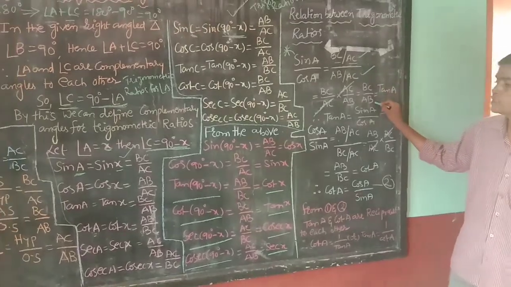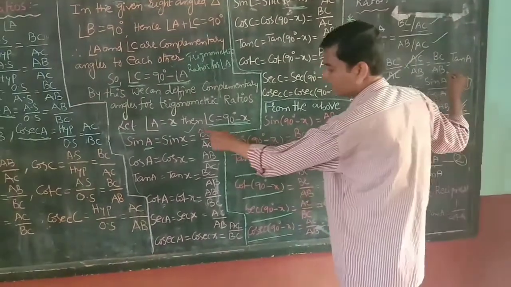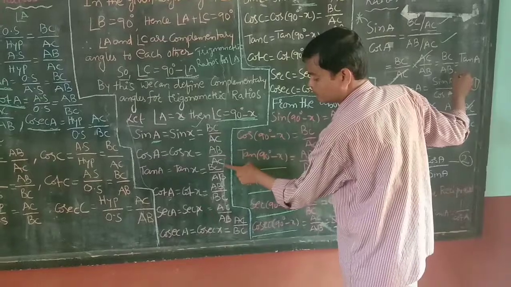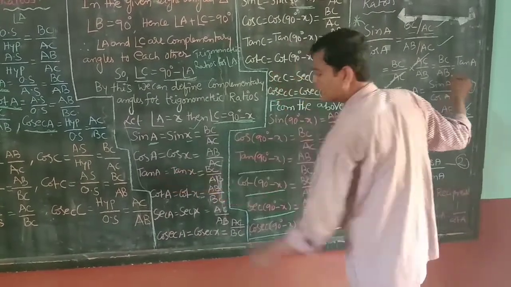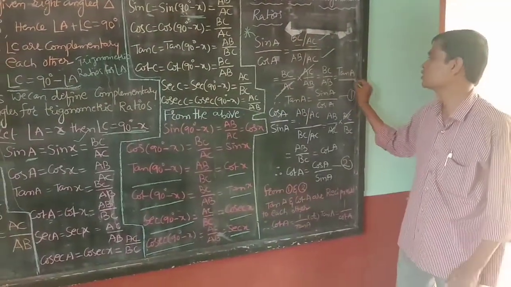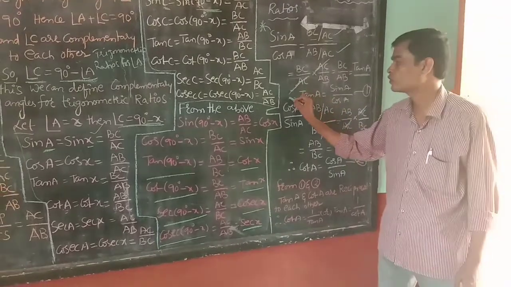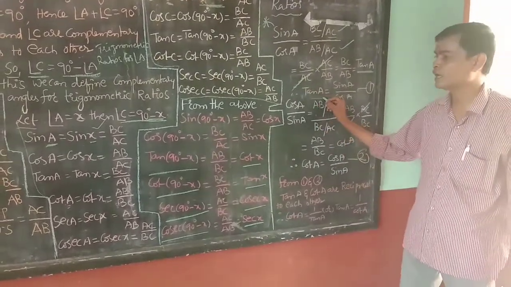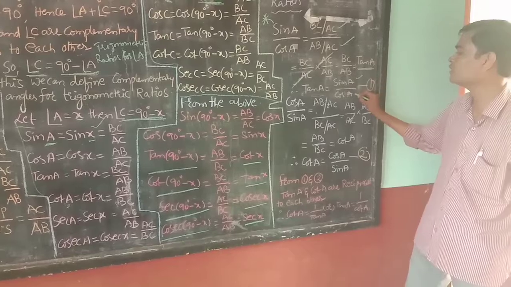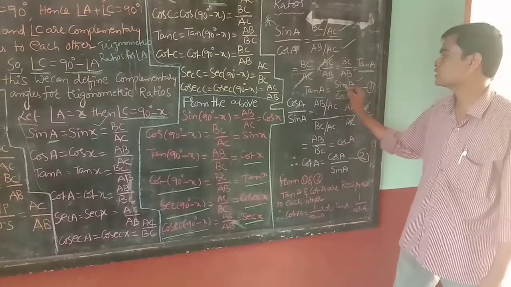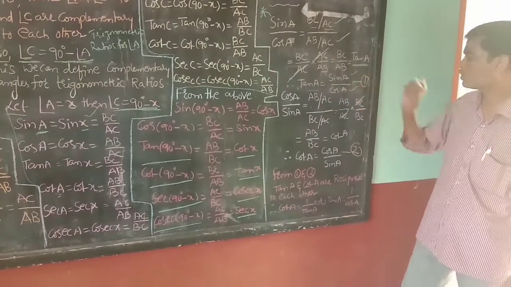This BC by AB is equal to what? You observe in these trigonometric ratios, BC by AB is equal to tan A. So here I wrote tan A. Therefore, tan A can be written as the ratio of sin and cos. Therefore, tan A is equal to sin A by cos A.